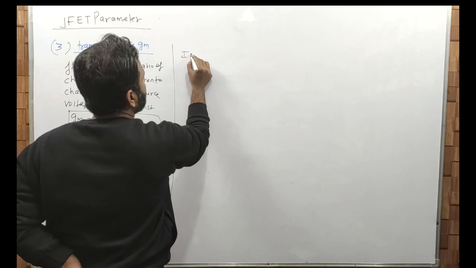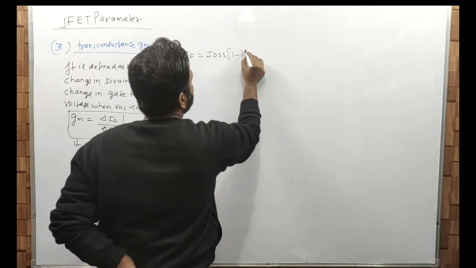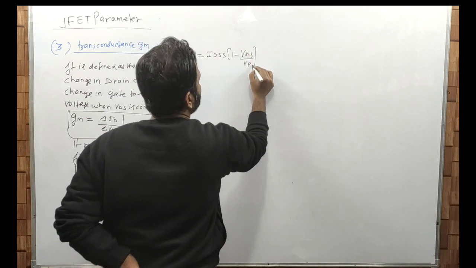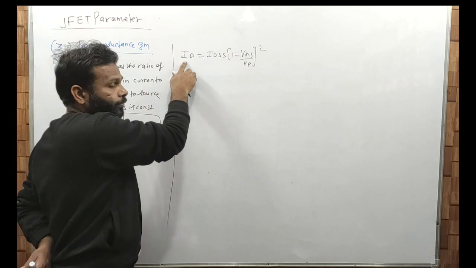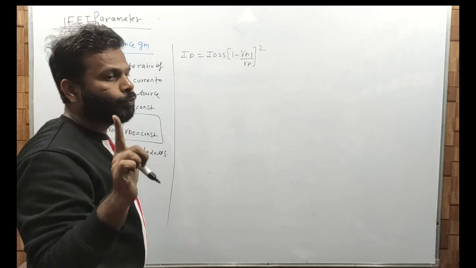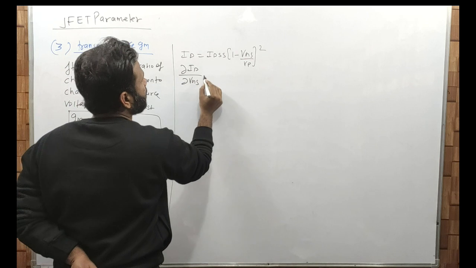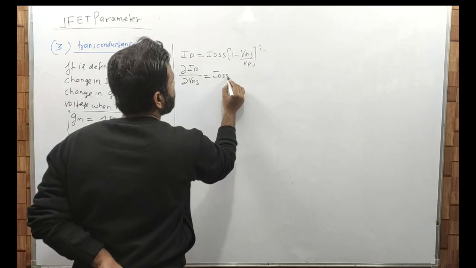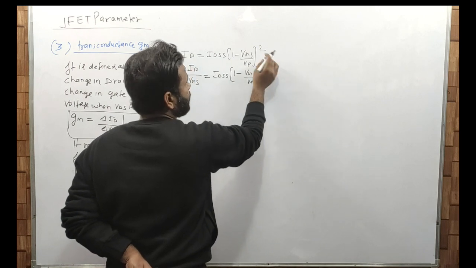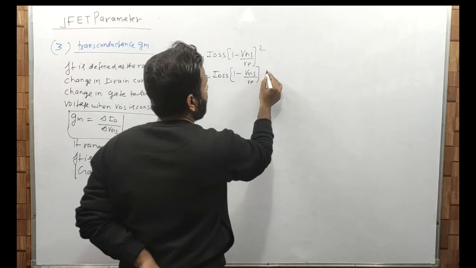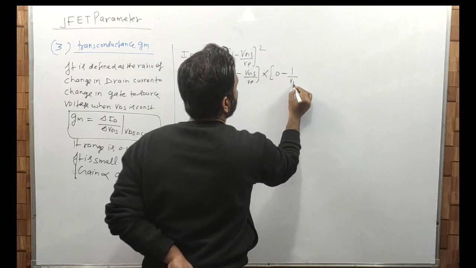Suppose we have ID equals IDSS (1 minus VGS upon VP) whole square, that is called the Shockley equation. Now we are differentiating this equation with respect to VGS. So start करते हैं, del ID upon del VGS equals IDSS is constant, then it is 1 minus VGS upon VP, क्योंकि differentiation में एक पावर कम हो जाएगी, then हम इस एक्सप्रेशन का डिफरेंशिएशन करते हैं, it is 0 minus 1 upon VP.